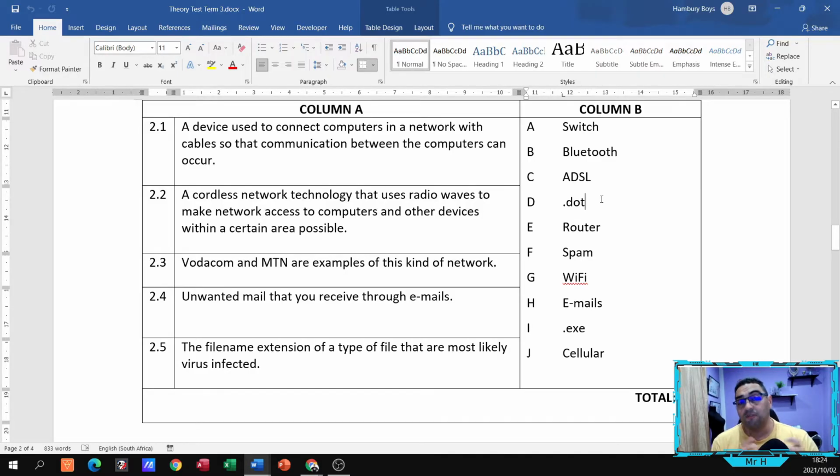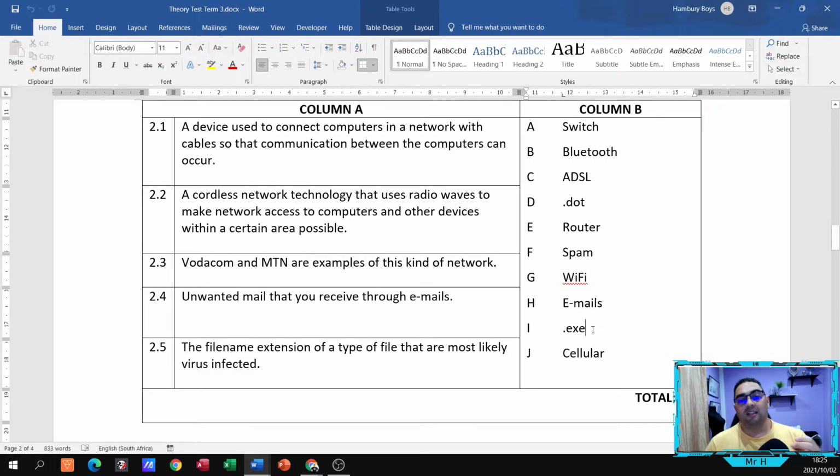This refers to obviously a file extension. This can be something malicious in nature. It can be a bit of a problem. Sometimes it can indicate that something's wrong. Our router, this allows us to get connectivity to the internet. Spam is unwanted emails. Wi-Fi, we know what Wi-Fi is. We know what email is.